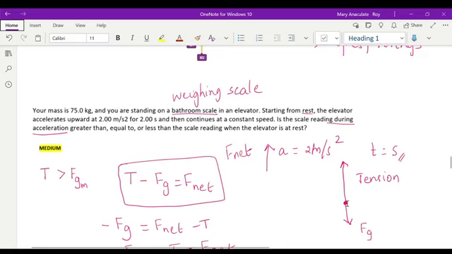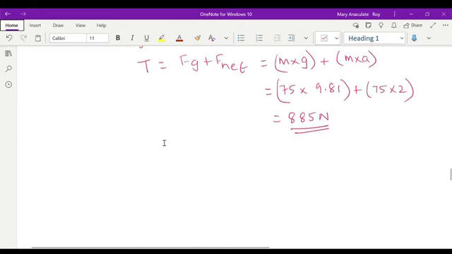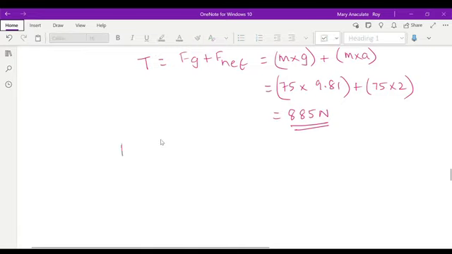Now that's not the question. What they ask is whether the bathroom scale will read a value that is equal to, greater than, or less than your actual weight. So let's first calculate the actual force of gravity, or the weight due to the person. It's 75 times 9.81, which is 735 Newton.